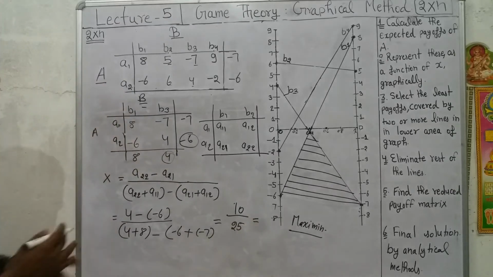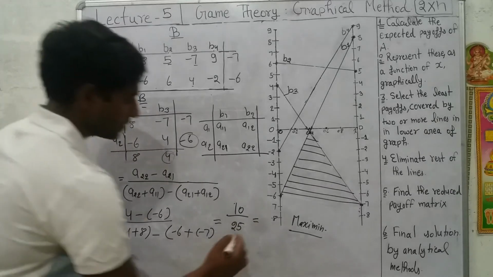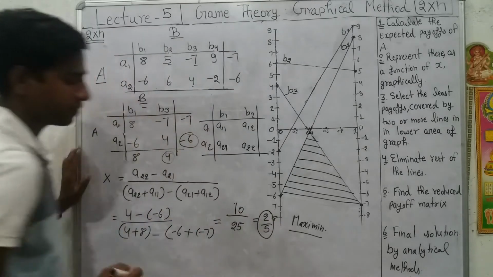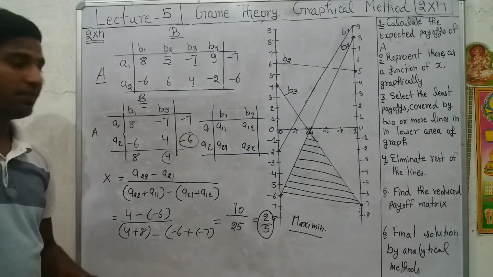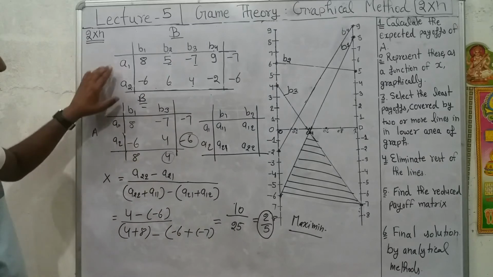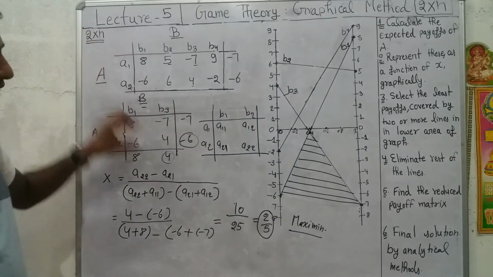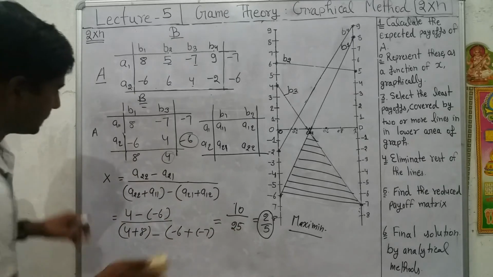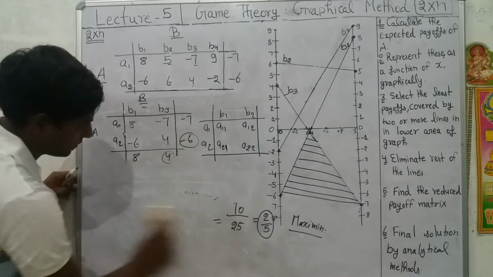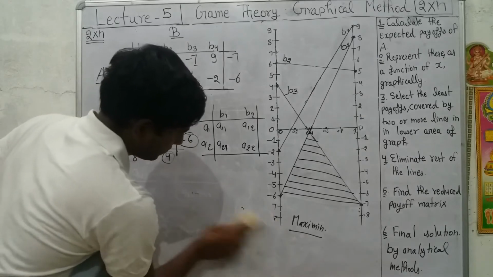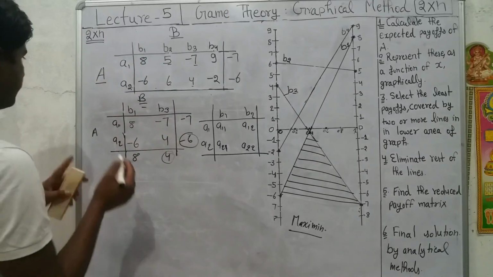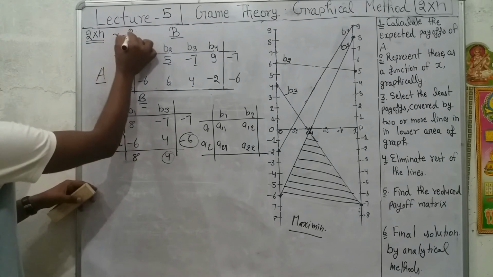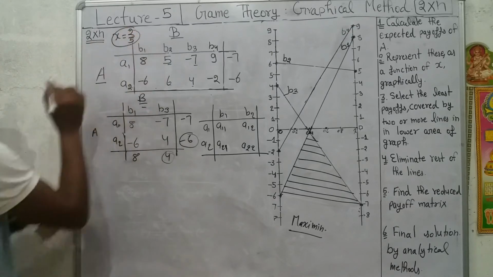So the value is 10 by 25 or 2 by 5. So the proportion in which company A would adopt strategy A1 would be equal to 2 by 5. The value of x is equal to 2 by 5.